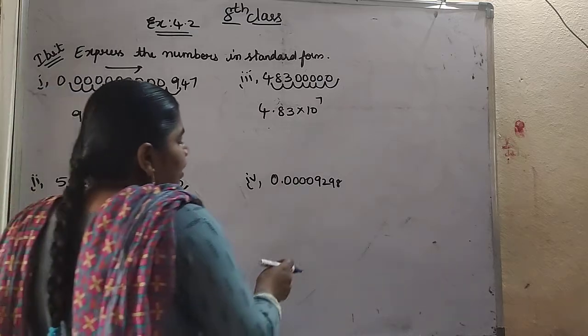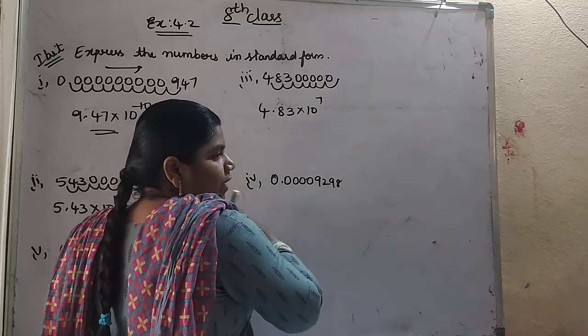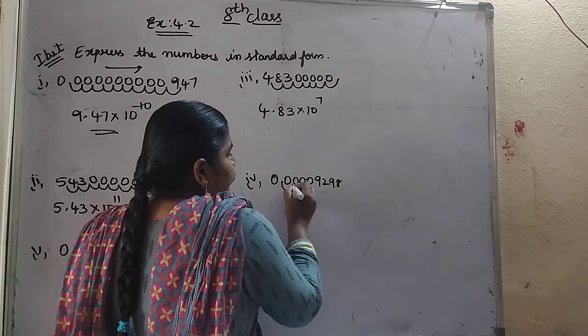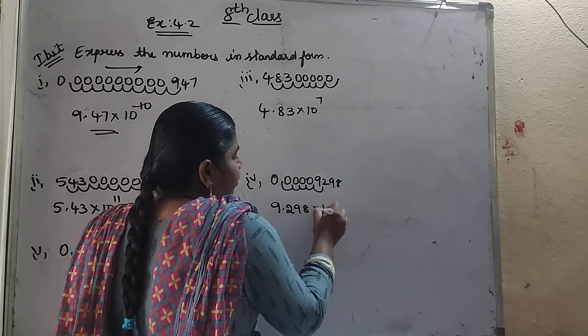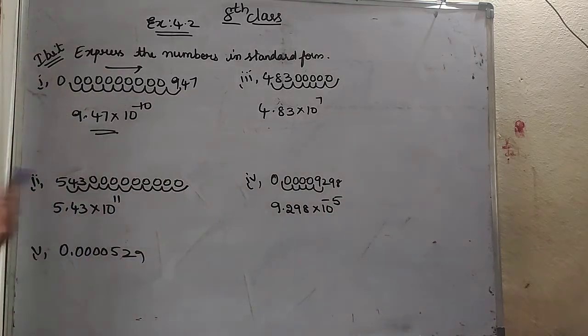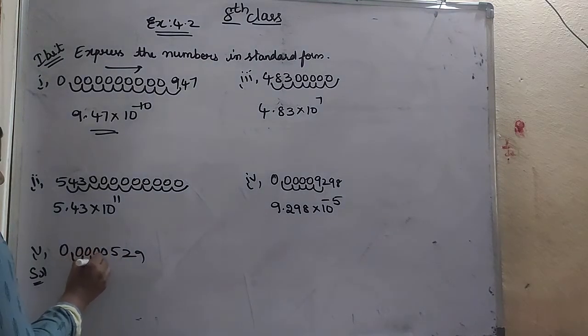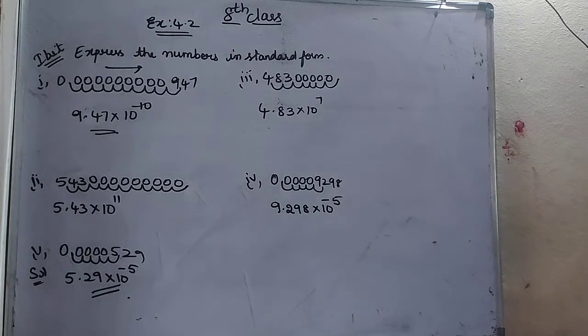So if you see the fifth one, this is the smallest number because you are seeing a point here. So which side do we have to move? We have to move to right side. So how many times? 1, 2, 3, 4, 5. That is 9.298 into 10 power minus 5. Because it is a smaller value, that's why the power is negative. And the last one, this is also a smallest number. So how many times we have to move, we will see. 1, 2, 3, 4, 5. That is 5.29 into 10 power minus 5. So this is how we convert to scientific notation. So this is our first bit.